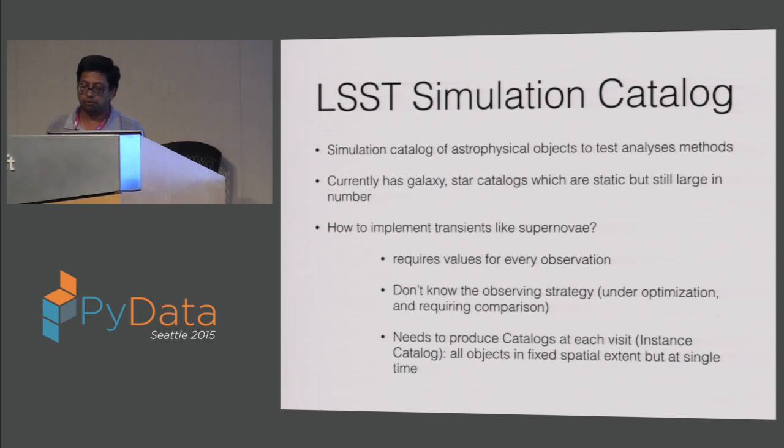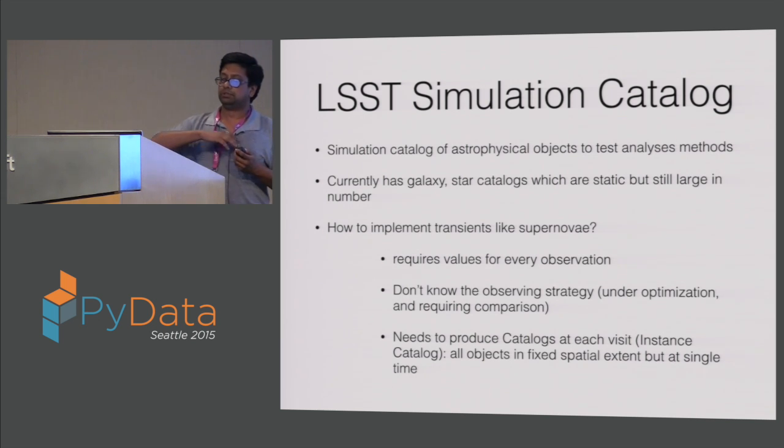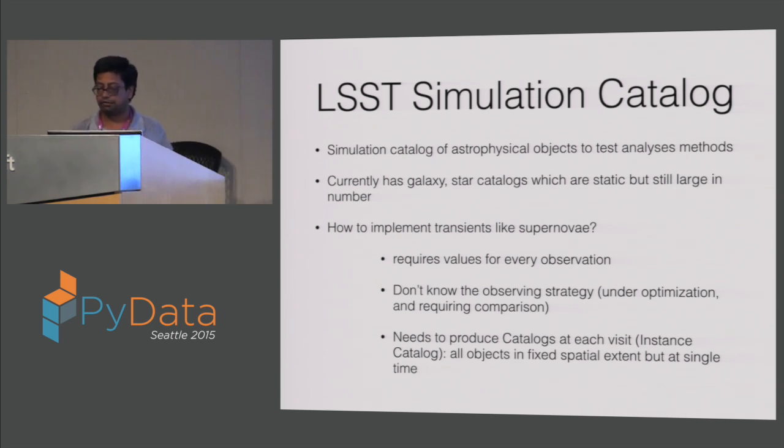So one question that we are dealing with here is, how do we implement transients like supernovae? Because you now need fluxes and other observations for every time you observe things, right? You require those values. And since we don't actually know when we'll be observing a particular part of sky, this means we need to do this for many observations. And a requirement that we have is that these catalogs need to be consistent. So if you take a different survey strategy, you should still be able to look at the same set of objects that are there.